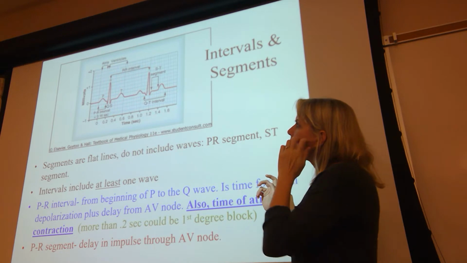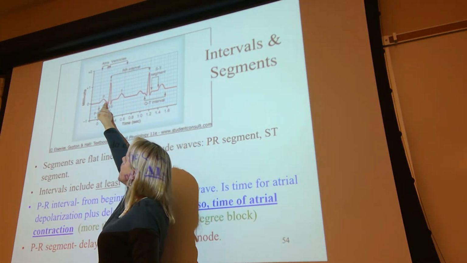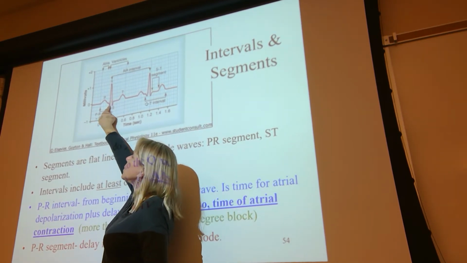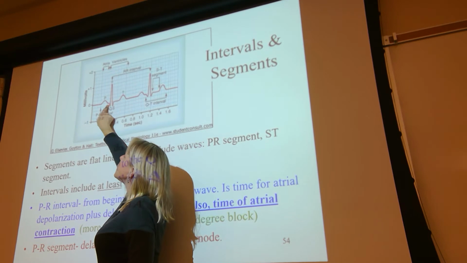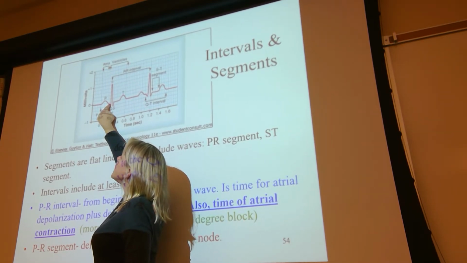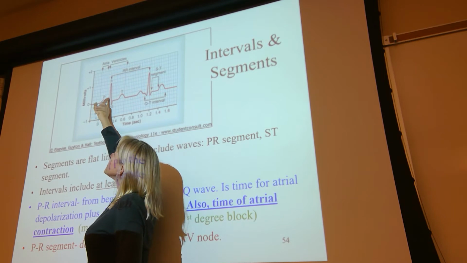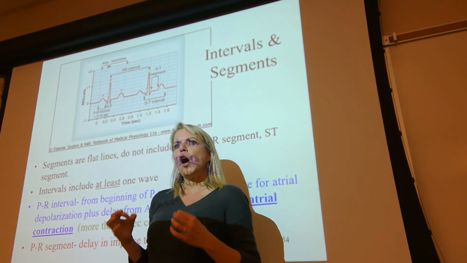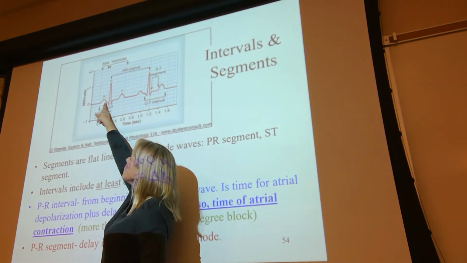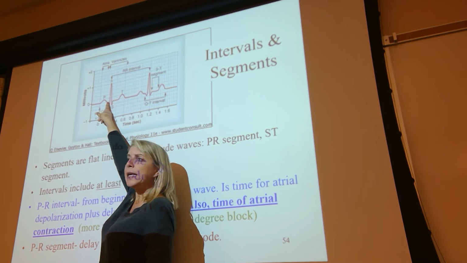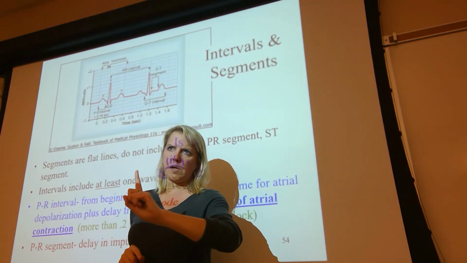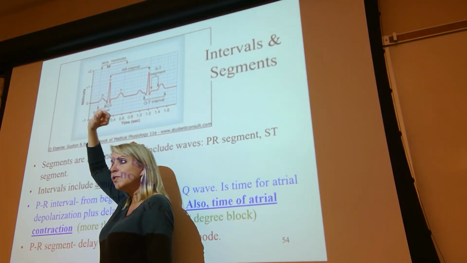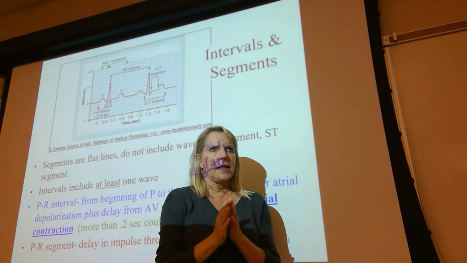Okay? There is also the PR segment. It's called the PR segment because not everyone has a Q. If someone doesn't have a Q, then this flat line would end into the part where the pen starts to go up for the R. So if I ask you to measure the PR segment, you measure from the end of the P to the beginning of the Q, if there is a Q. If there isn't, then you measure to the beginning where the R starts. But segments are flat lines.